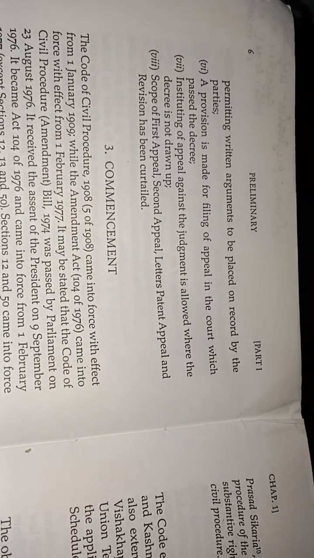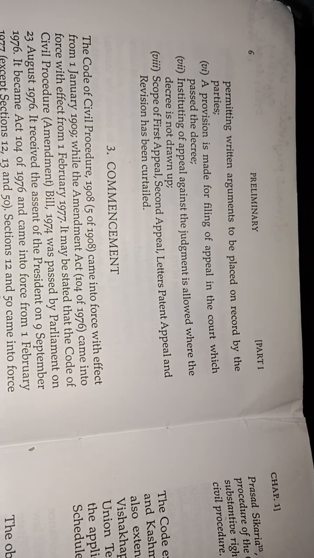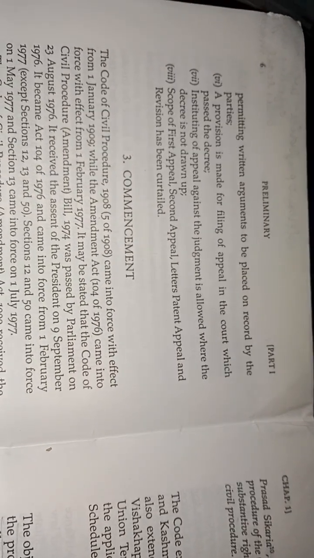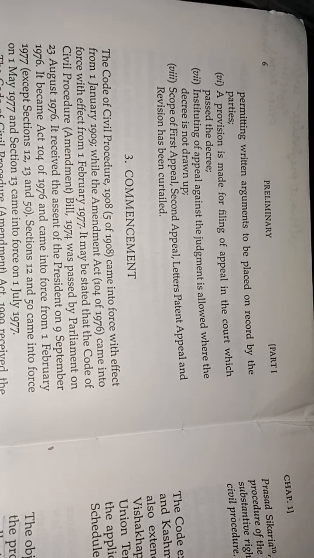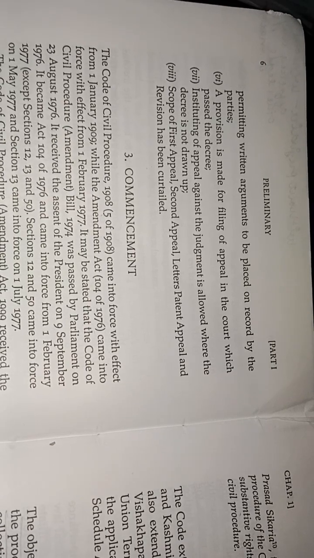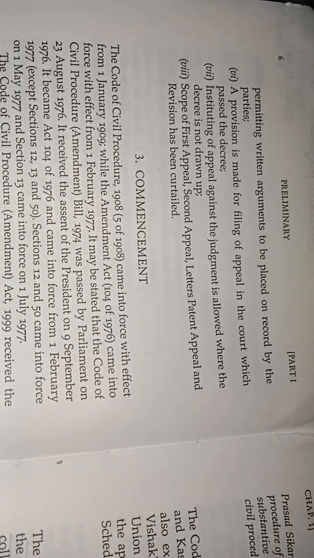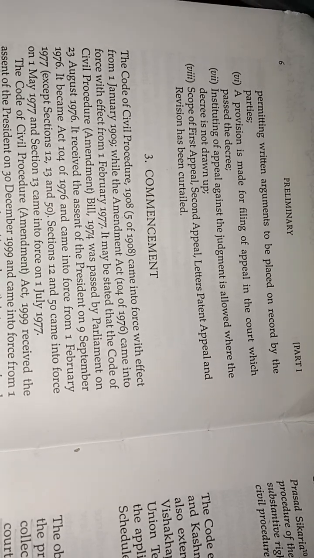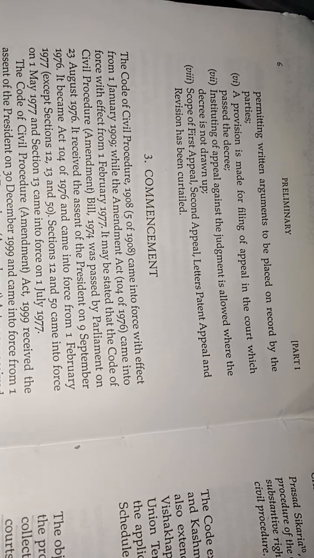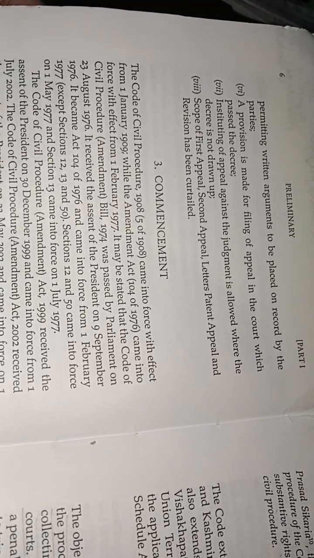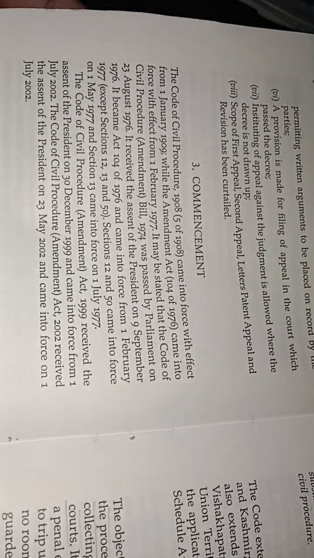Sixth, a provision is made for filing an appeal in the court which passed the decree, constituting the appeal against the judgment, and is allowed where the decree is not drawn up. The scope of the first appeal, second appeal, letters patent appeal and revision has been curtailed.